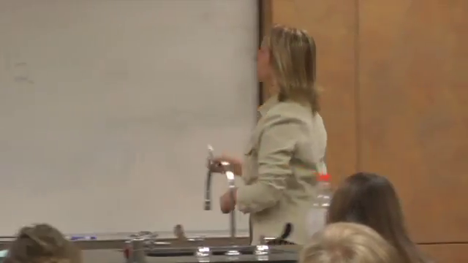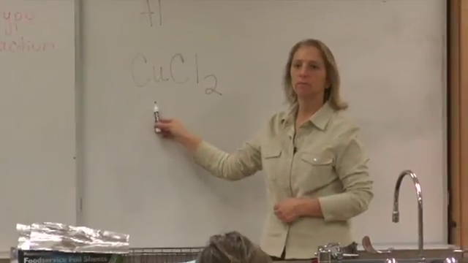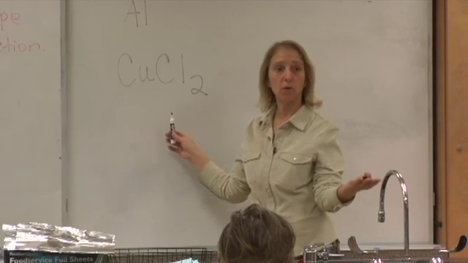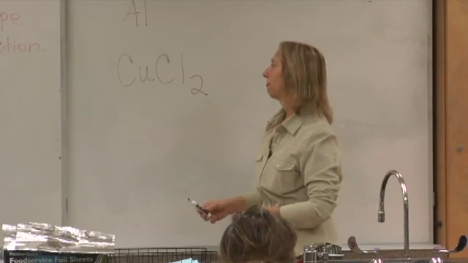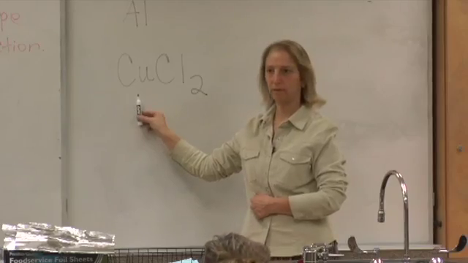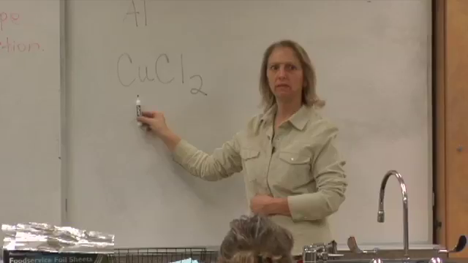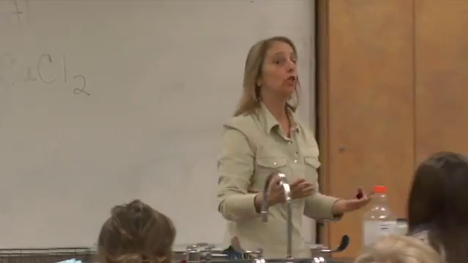Now, is copper a metal or a non-metal? Metal. Nice. Chlorine, metal or a non-metal? So is this an ionic compound, a covalent compound? What is it, metal and non-metal? Ionic. Okay, so it will dissolve in the water. What type of metal is copper? Transition metal.